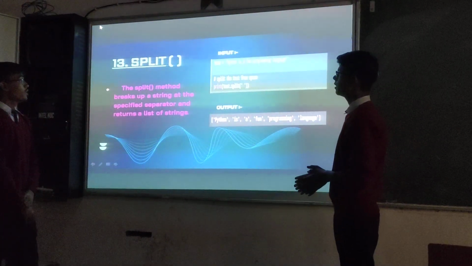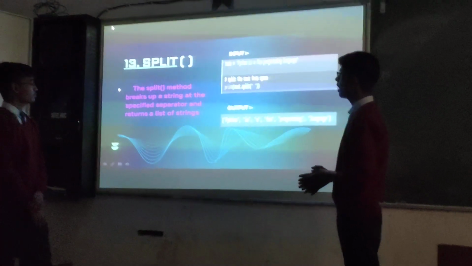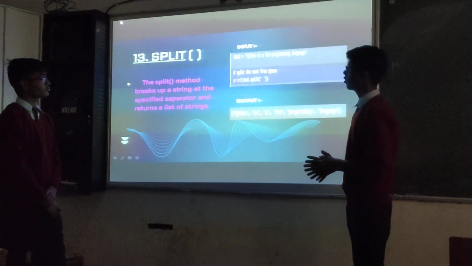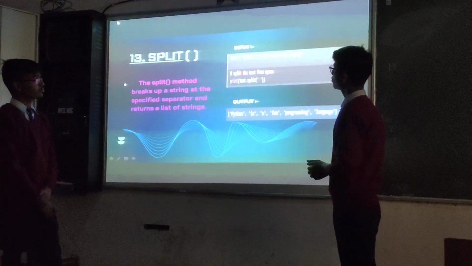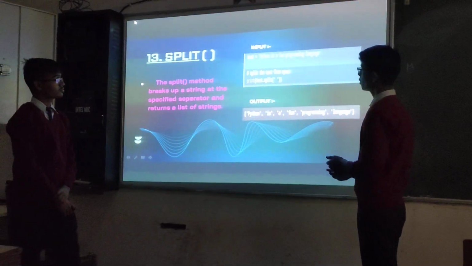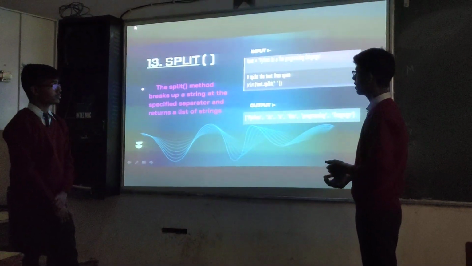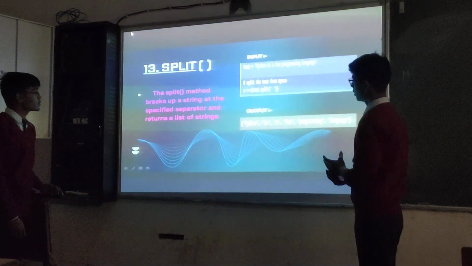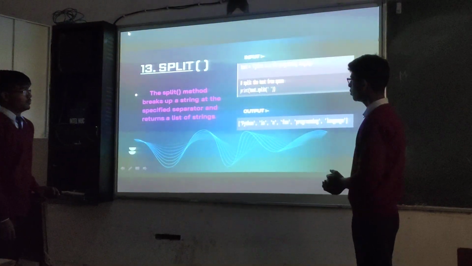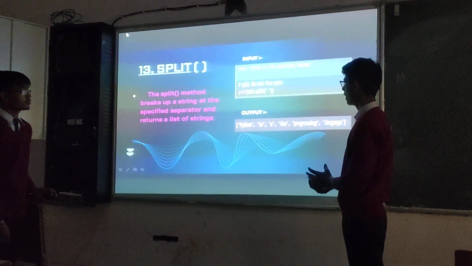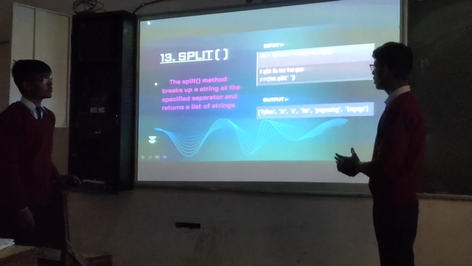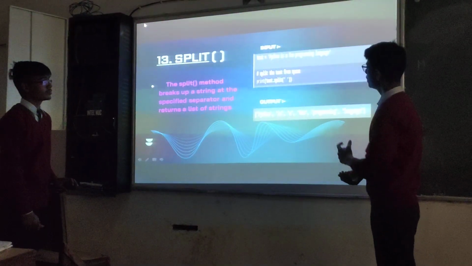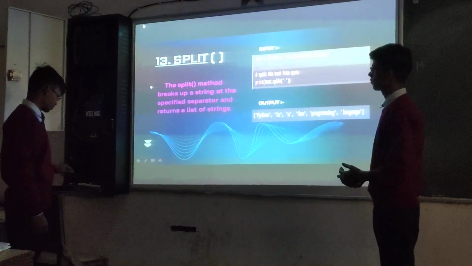Our 13th method is the split method. The split method breaks up the string at the specified separator and returns a list of strings. We can see an example for more clarity. If we have input text is equal to Python is a fun programming language, then we are supposed to split the text at the space. We will give the command print(text.split(' ')). It will give the output Python, then is, likewise a, fun, programming and language. It will turn all of the white spaces into separate quoted strings.